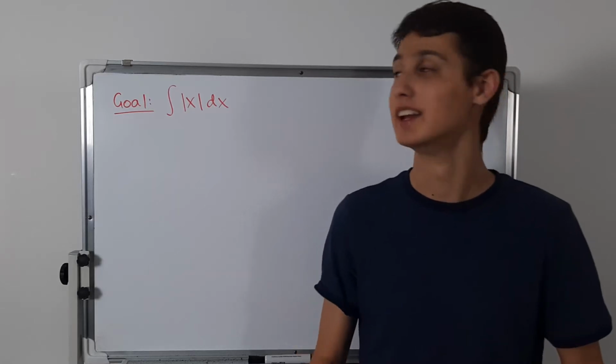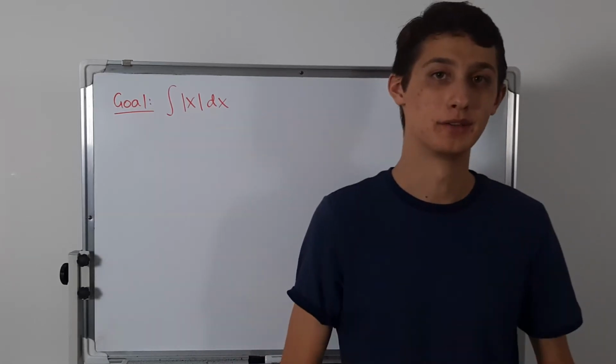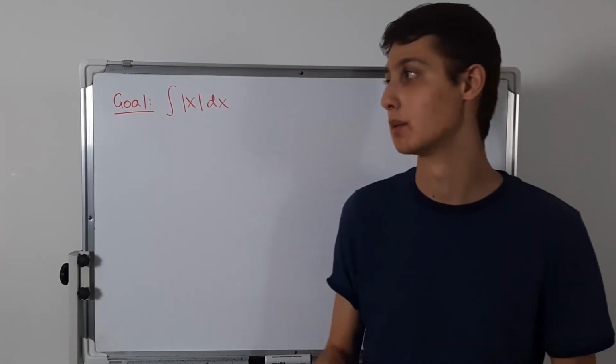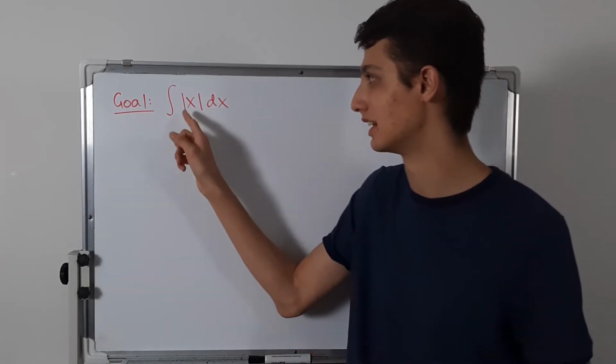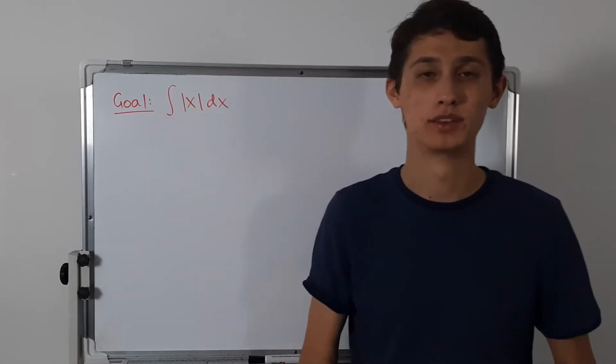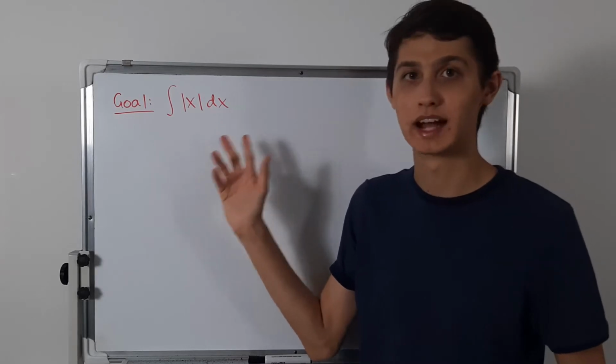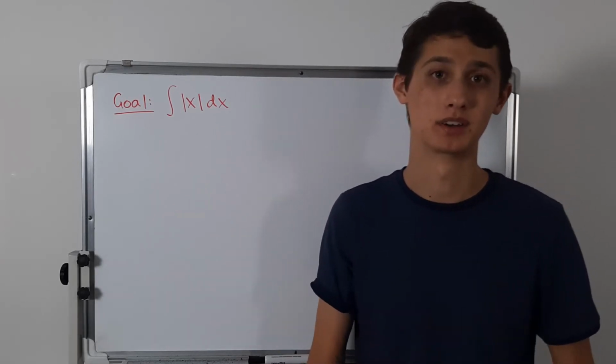Today we're going to integrate the absolute value of x. Now you might think, okay, well typically we integrate some absolute value of some function and it's a definite integral with bounds, but this is kind of special because we're able to actually integrate this with integration by parts.